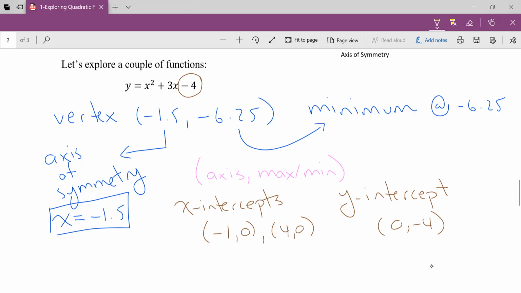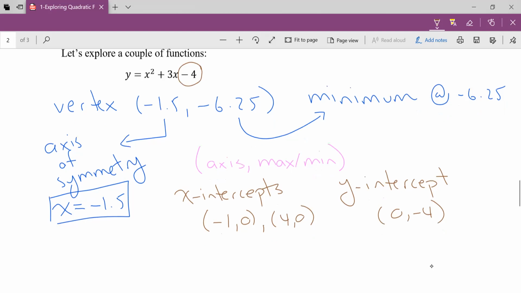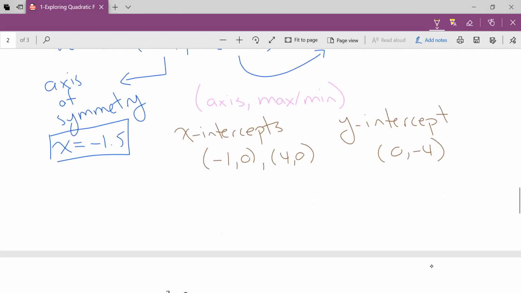Because if you let x equal 0, that's what you're going to be left with. Okay, so there's some major parts of our graph. We've got the vertex, the minimum, the axis of symmetry, and our intercepts. The only thing we need to do now is our domain and our range.